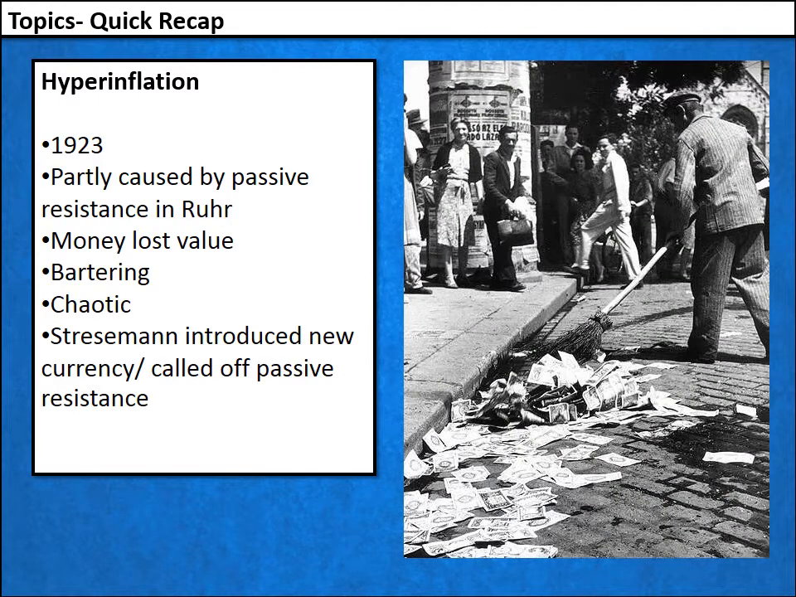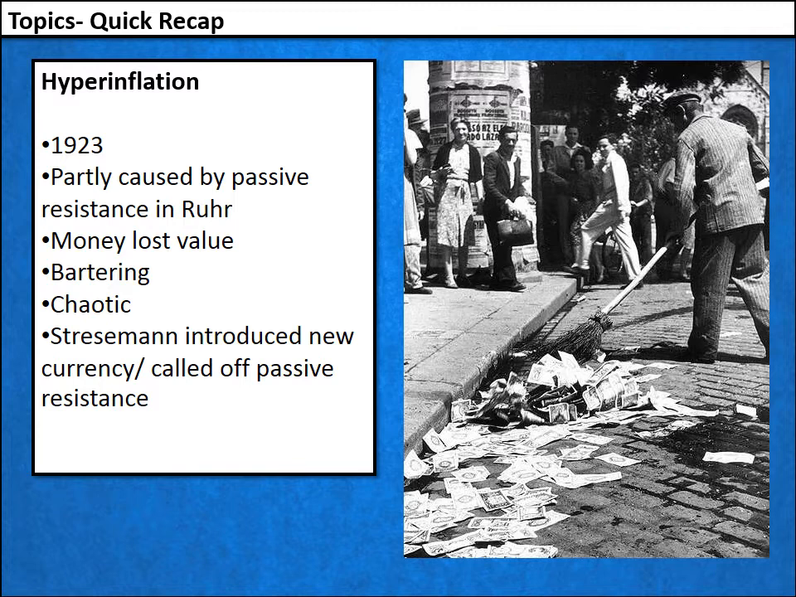And secondly, hyperinflation. So this is one of the crises of 1923, the second of the three crises. Partly this had been caused by passive resistance in the Ruhr Valley against the French and Belgian invasion. In this episode, money had lost value, as you can see in the picture. People were no longer using it. There was bartering, there were chaotic scenes where people had to use huge amounts of money.